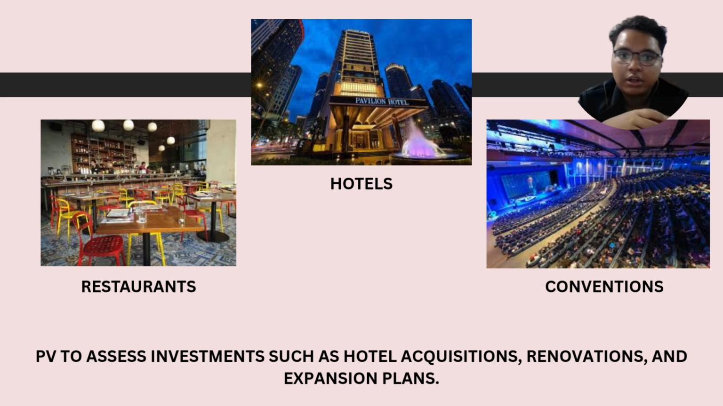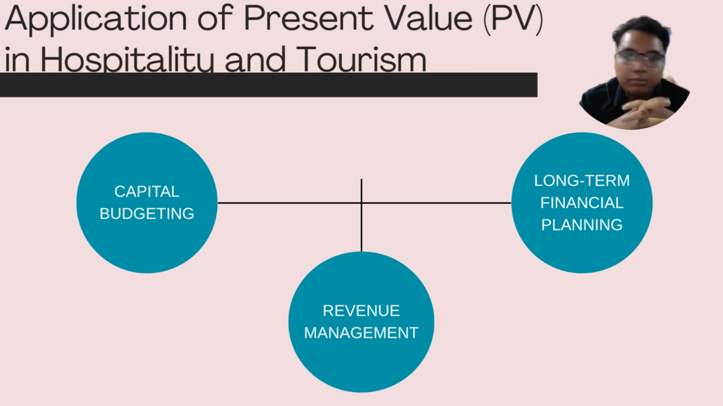Sectors like restaurants, hotels, and conventions all use present value today to assess their investments and to help their businesses thrive and garner more income in the future. Let's take a look at how PV is applied in the hospitality industry. The use of PV can be broken down into three key areas. First is capital budgeting, second is revenue management, and finally long-term financial planning.